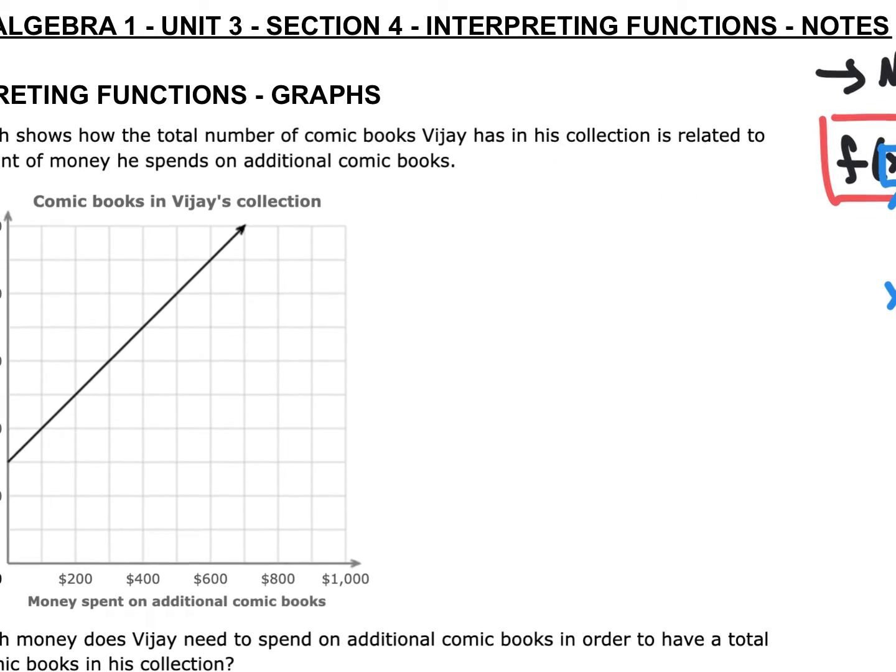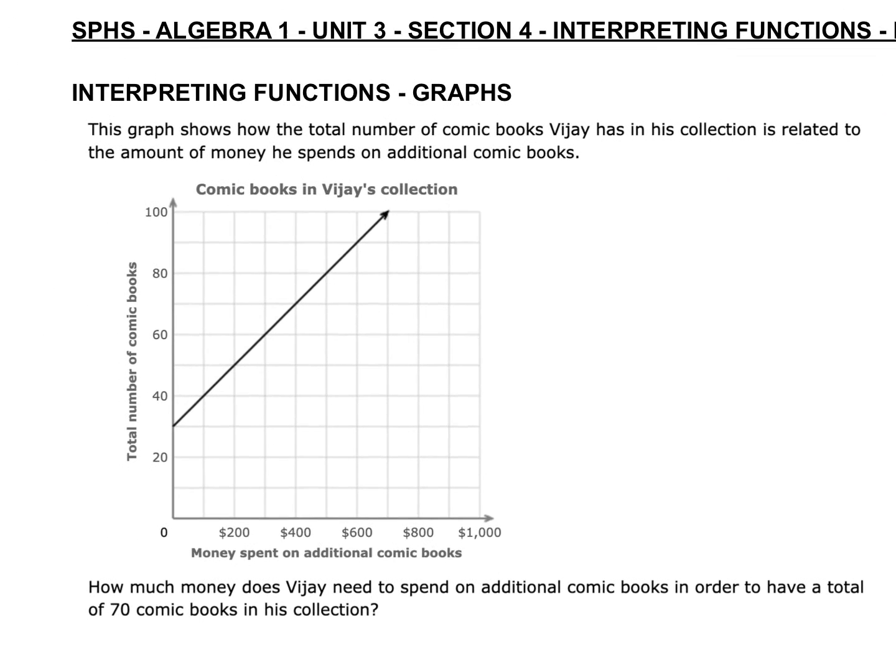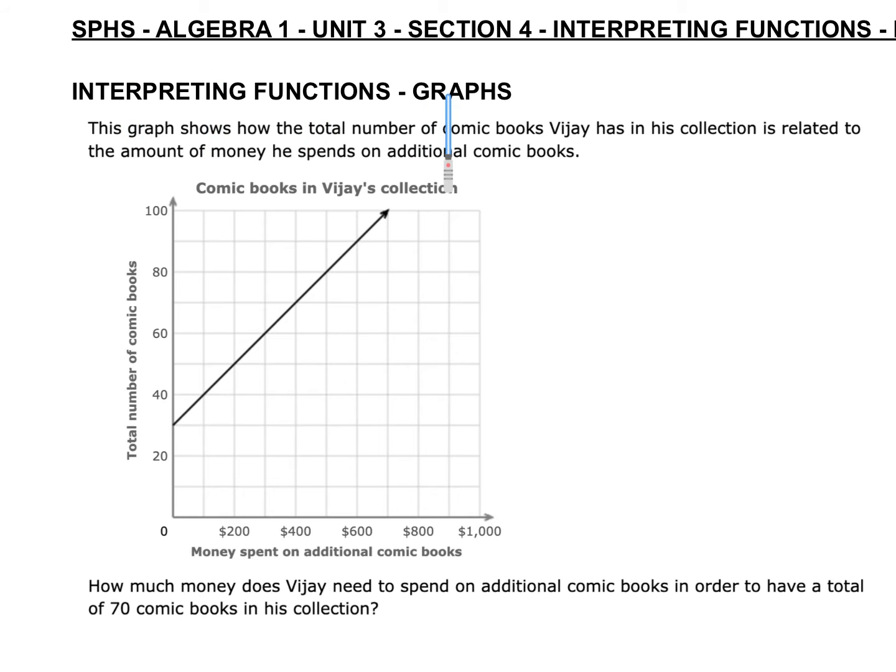Now, the first thing that we're going to be able to do is to interpret a graph, okay? And this is a life skill, your ability to look at a graph, know what that means, know what the x-axis represents, what the y-axis represents, those are important things. So it says, this graph shows how the total number of comic books VJ has in his collection is related to the amount of money he spends on additional comic books.